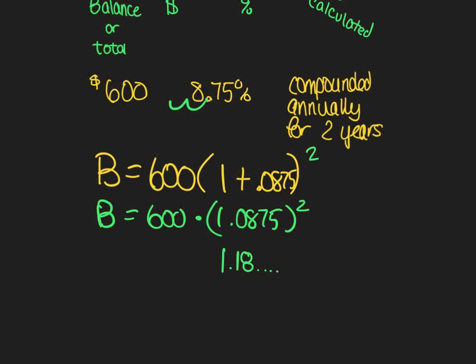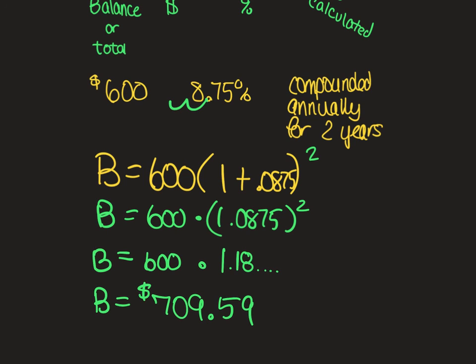It kept going, but I'm going to go ahead. What would be nice is just to leave it in your calculator, 1.18 whatever. Hit times 600. Final answer rounded for money is $709.59. Remember, this is my total. So how much interest did they give me? $109.59, because I started with 600. My total is 709, but the interest is 109.